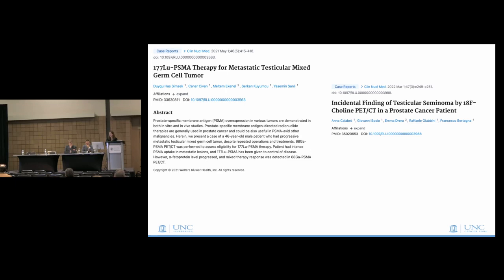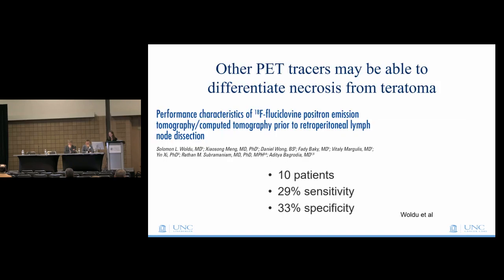And then similarly, we had a patient with testicular seminoma in a case report that got picked up on an 18-choline PET done for prostate cancer. So it is possible to pick up some of these cancers with other tracers, and I think it will be interesting prospectively to see what tracers are studied in testis cancer.